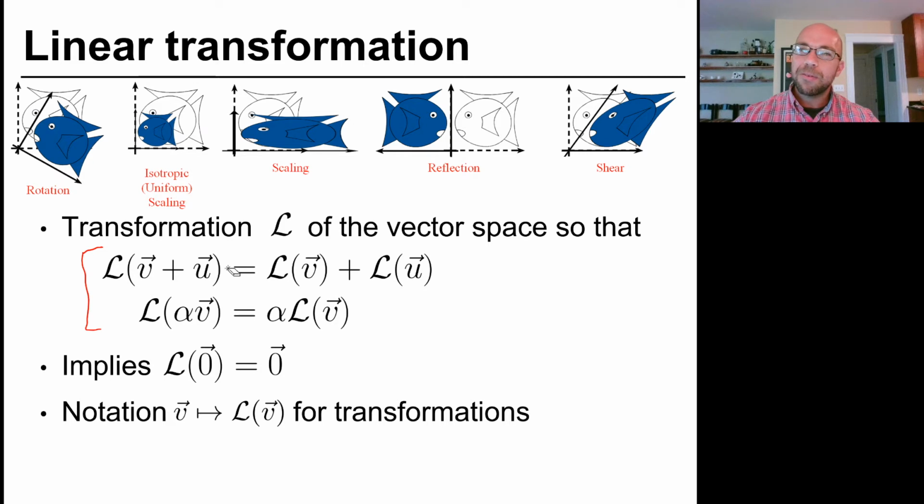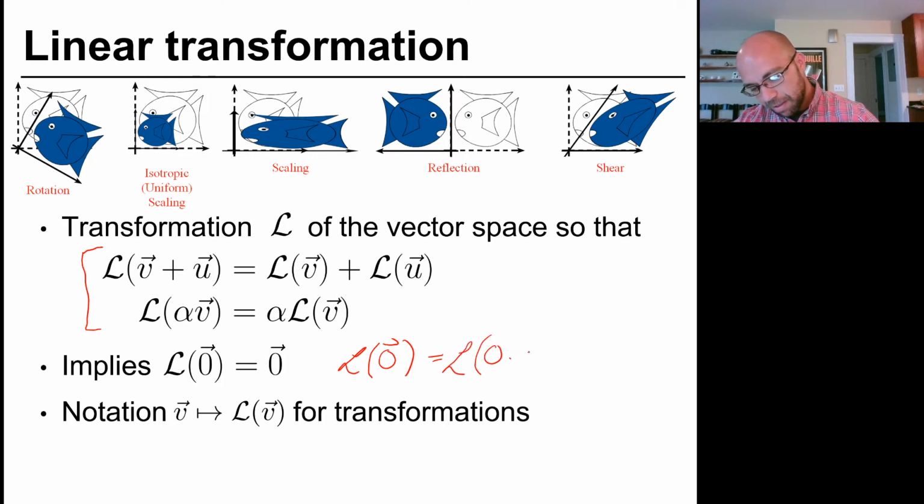Now, all of you probably remember the most common example of a linear operator or linear transformation is matrix vector multiplication. Incidentally, notice that these 2 properties above imply that any linear transformation applied to the 0 vector has to give the 0 vector back. Why is that? Well, let's think about it. The 0 vector can be thought of as the scalar 0 times the 0 vector.